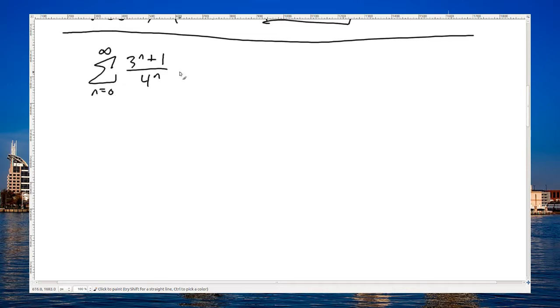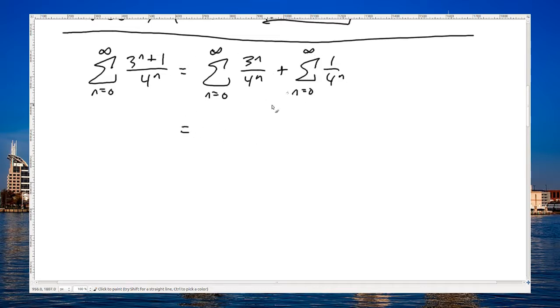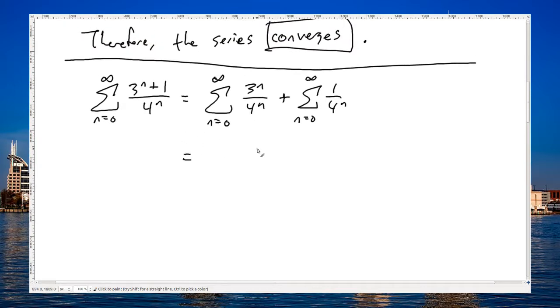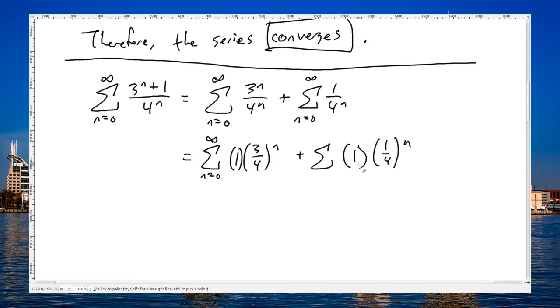to infinity. And I could split this up into two different series. I've got n equals 0 to infinity, 3 to the n over 4 to the n, plus 1 over 4 to the n, n equals 0 to infinity. And both of these, now that I've split it up, I have two different geometric series. In this case, I have 3/4 to the n with a 1. And it's important that it starts at 0 here. Here I have 1 times 1/4 to the n.